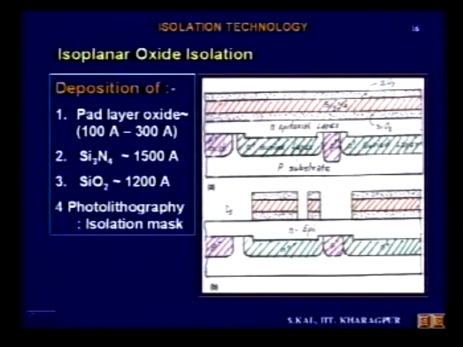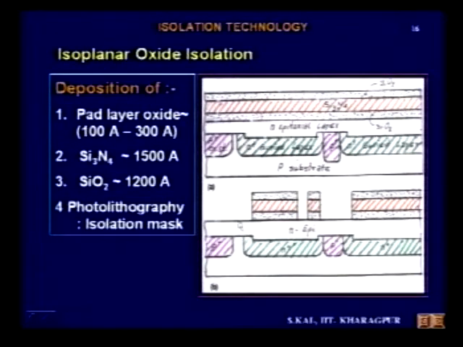Once the silicon nitride is etched completely, you dip it again in silicon dioxide etch, and the silicon dioxide will etch the pad layer. At the same time, the top silicon dioxide will be etched, isn't it? When it removes the pad layer, at that time the top silicon dioxide here will also be etched. That means you are getting a good pattern.